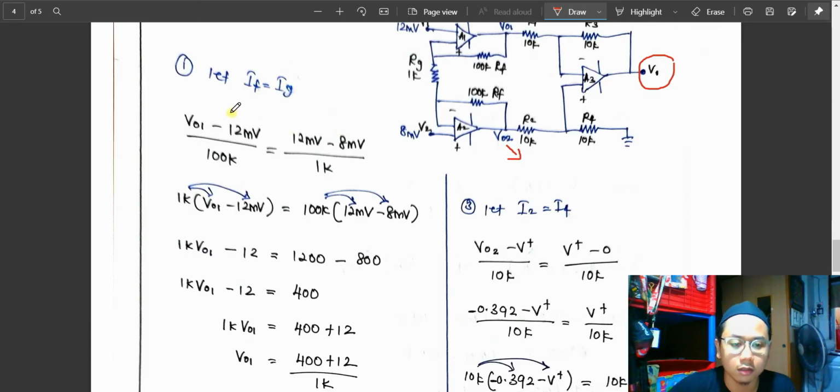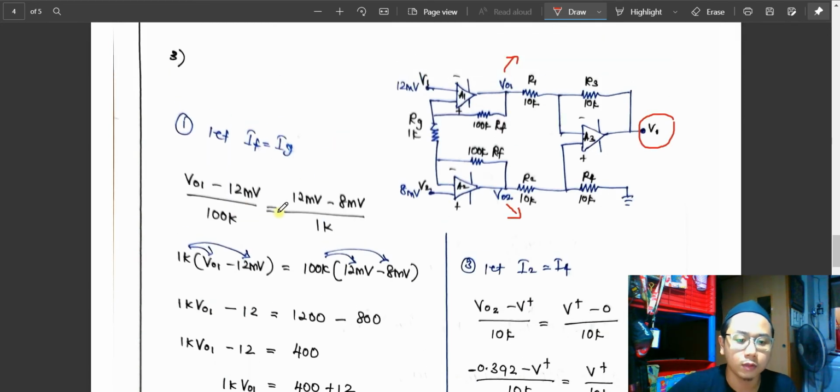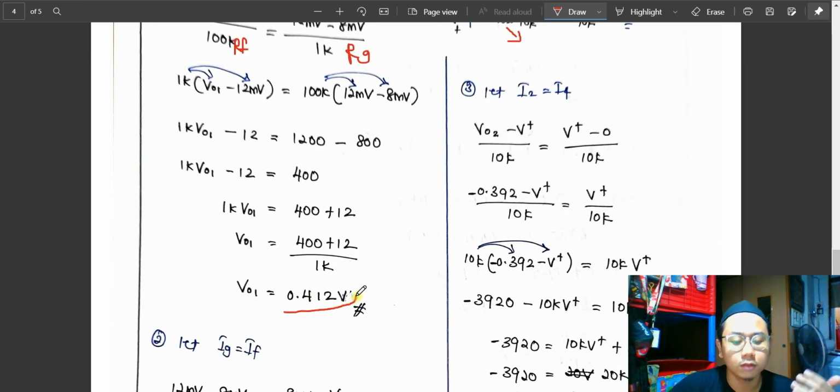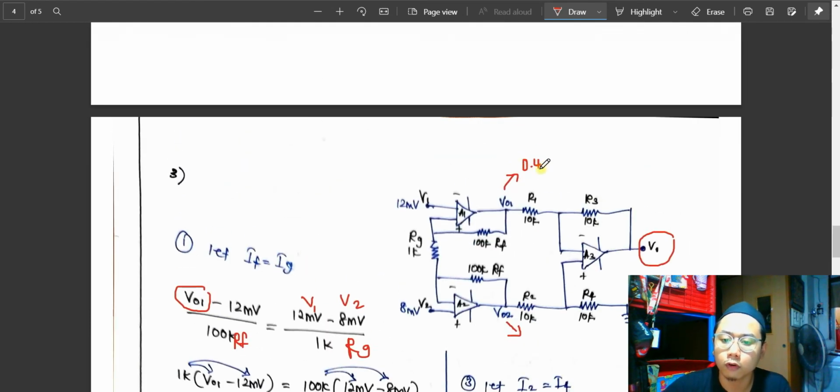So by using this formula, V out 1 minus 12 millivolts over 100k, which is the RF value, equals 12 millivolts minus 8 millivolts, which is V1 and V2, over 1 kilo ohm, which is the RG value. By using the mathematical method, we will find V out 1 equal to 0.412 volts, and we already know the V out 1 here is 0.412 volts.